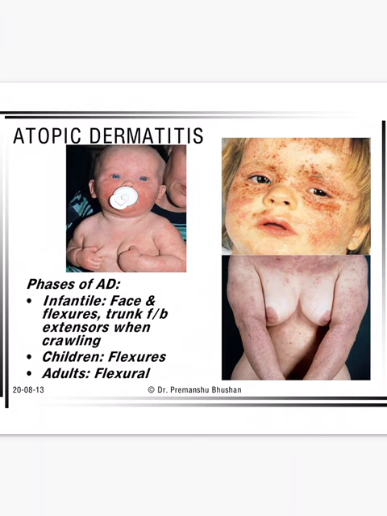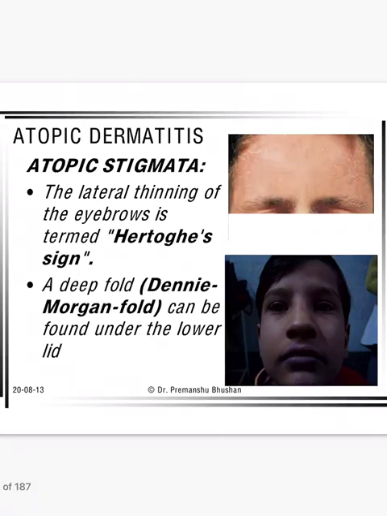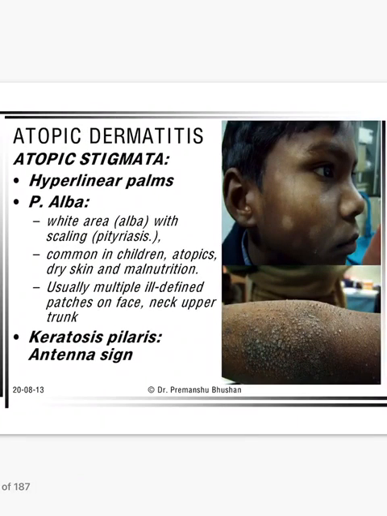Okay, now talking about atopic dermatitis. So there will be a history from infancy and there would be a family history of atopy, guys. Okay, in atopic dermatitis, there is lateral thinning of the eyebrow, guys. Do you note, guys? This is known as Hertoghe sign. Also we have a Dennie-Morgan fold, guys, under the eye. This is the Dennie-Morgan fold, guys.